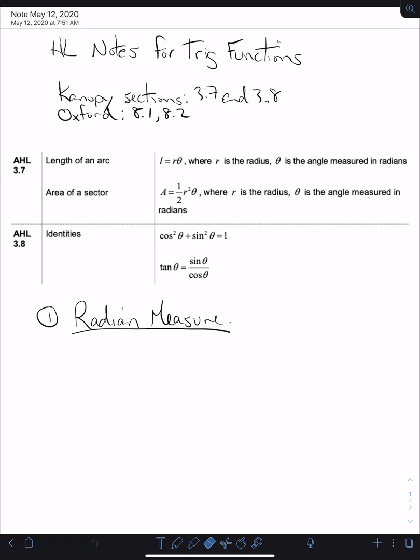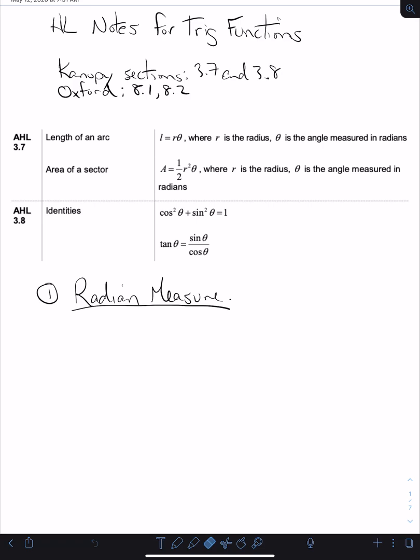about that. So if you look in your formula booklet, there's actually very little as far as trig goes that you need to know that's written there, but there's a few little ideas here. So the first one is that when we're measuring angles, most of the time we use degrees, but for HL, we're going to use radian measure. And so you have to be able to go between both of those.